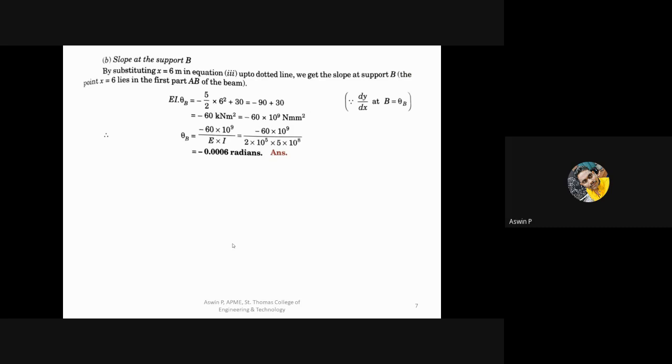And in the same method, EI theta B can be found out, and theta B will be minus 0.0006 radians. If you want, you can convert the value of radians to degrees. You know that 1 radian equals pi by 180 degrees.